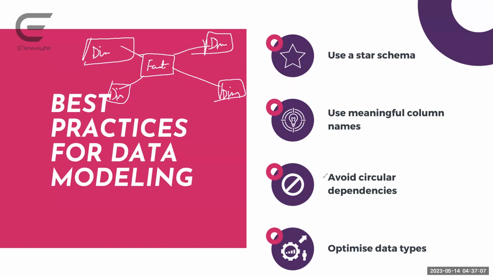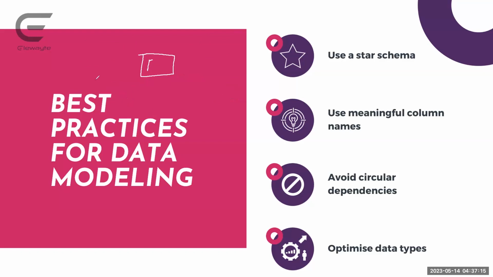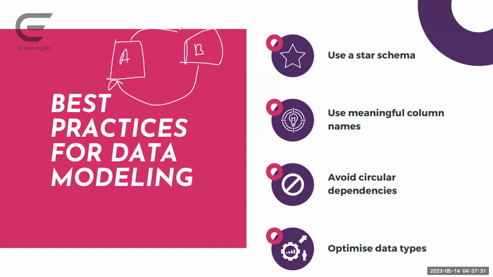Okay. Avoiding circular dependency. Circular dependencies occur when, let me show you, let's say this is one table, A, and this is B. You are applying a filter that will filter out A, but in table A there is one filter that filters out B. So B will wait for A, A will wait for B, and this keeps going on. This is what we call circular dependency.